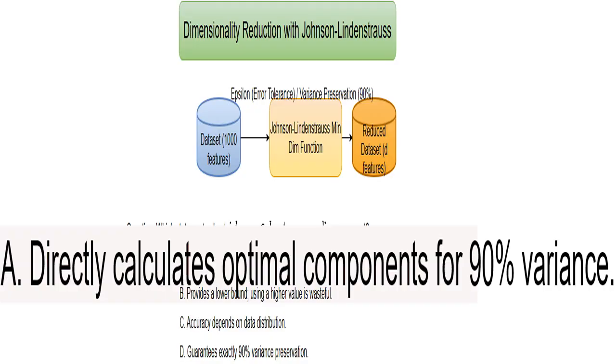This statement is false. The function doesn't calculate the exact optimal number of components. Instead, it provides a lower bound, meaning it gives you a minimum number of dimensions you'll need, but you might need more to achieve precisely 90% variance preservation.